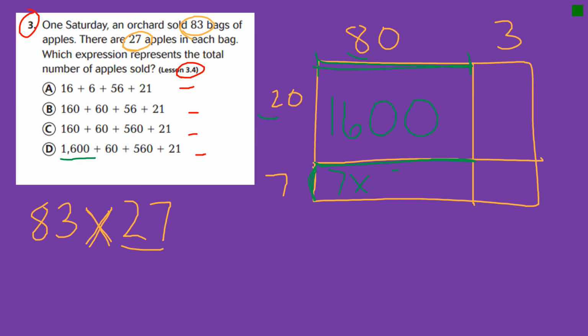7 rows of 80. 7 times 8. 5, 6, 7, 8. 56. Ching. 560. Oh, there it is. Okay. It's right there too, but I don't see the 1,600. All right, let's keep going. We'll do this one.